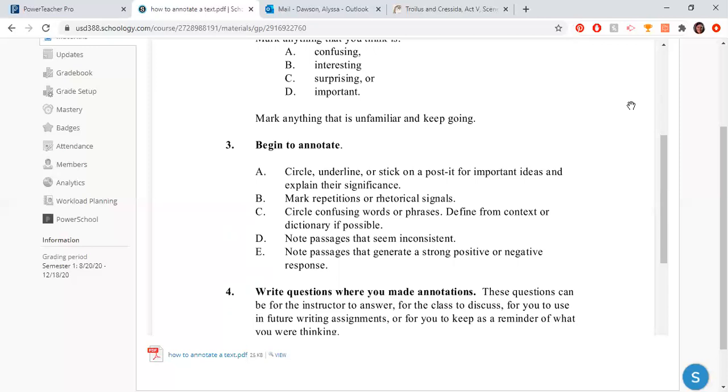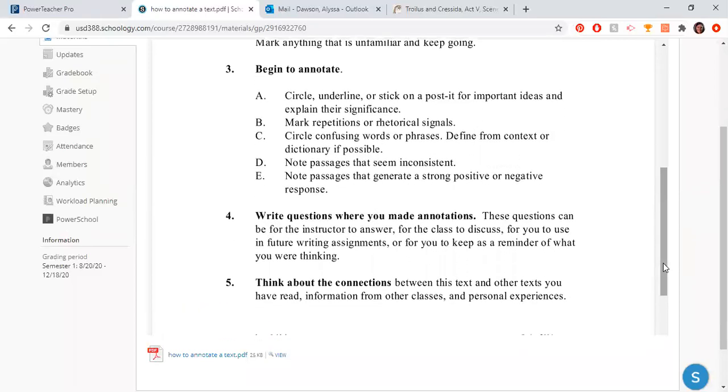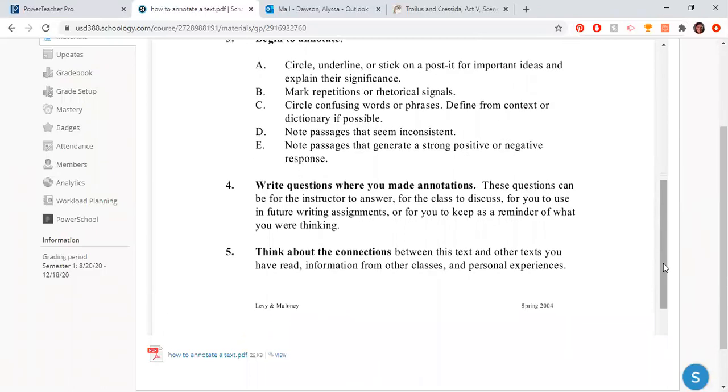Then you'll circle anything confusing, and you'll define it either from context or from the dictionary. I really like it when you try to define things on your own without getting the dictionary. I think that's super helpful. Note passages that seem inconsistent, like how is this different than what came before? Or things that you think are meant to generate a strong response. And then you write your questions or your comments. They can be for me, they can be for everybody, they can be to think through, they could be something you could turn into a longer assignment. You're like, I could talk about this for a while. Those are the kinds of things you want to think about.